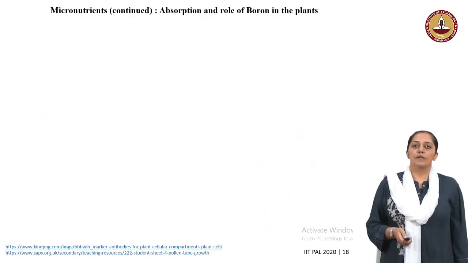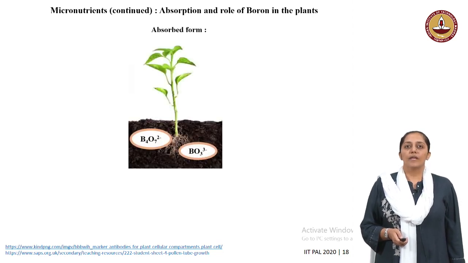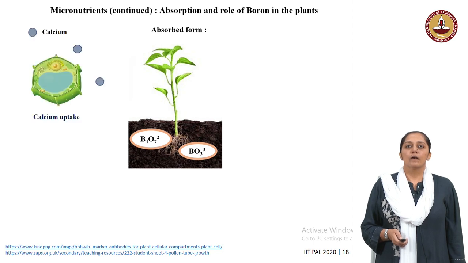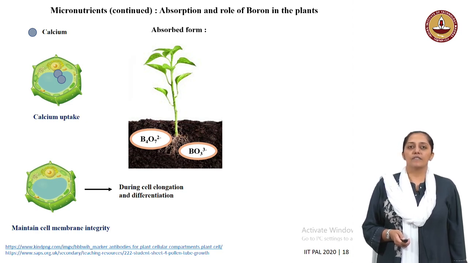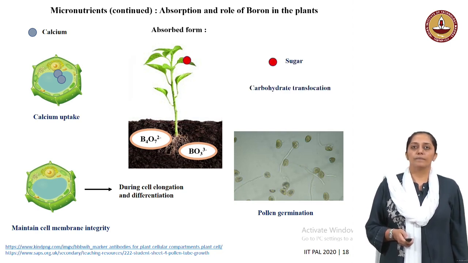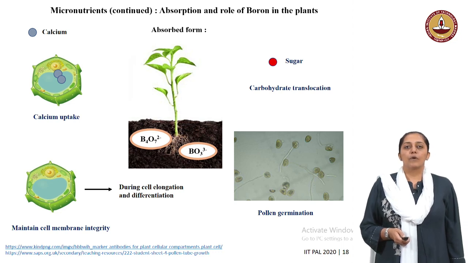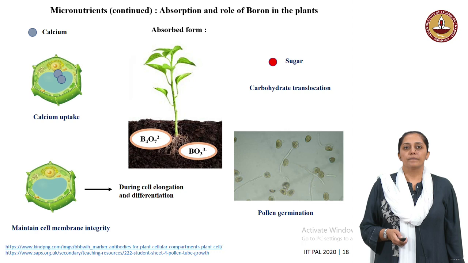Another micronutrient is boron, which is absorbed by the plant in the form of borate ions. It facilitates calcium uptake and also maintains cell membrane integrity during cell elongation and differentiation. It is also involved in pollen germination, and also once the sugar molecules have been synthesized, it helps in the translocation of carbohydrates.